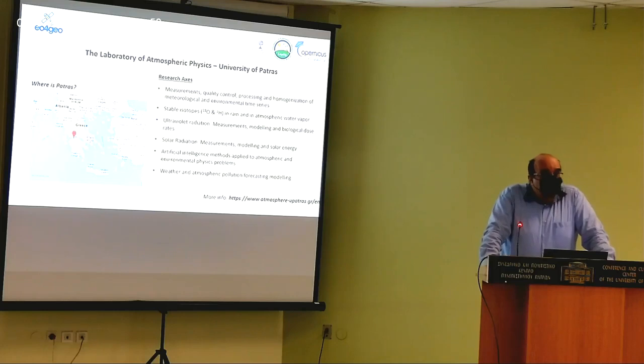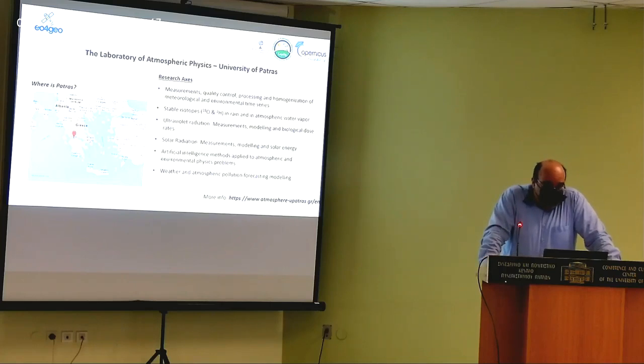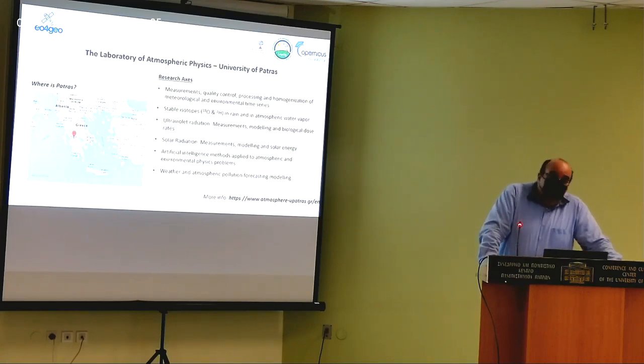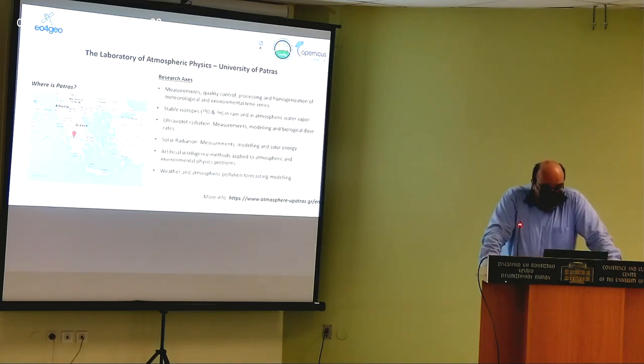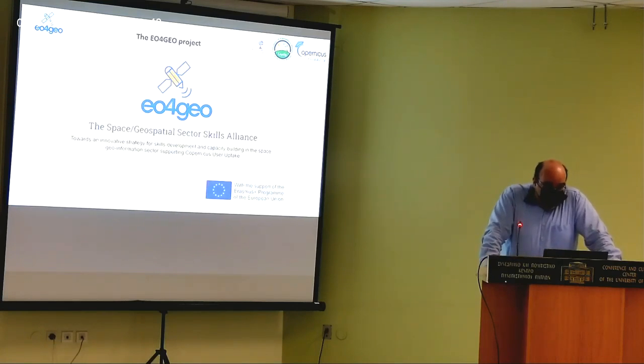Just a few words about the lab. The Laboratory of Atmospheric Physics was established quite many years ago. You see some of the basic research axes: environmental time series, homogenization, and climate change information; stable isotopes in the atmosphere; ultraviolet radiation, taking into account measurements and effects on humans; solar radiation measurements, forecast, research and assessment in general; artificial intelligence applied to environmental data; and weather and atmospheric pollution forecasting. And this is the EO4GEO.